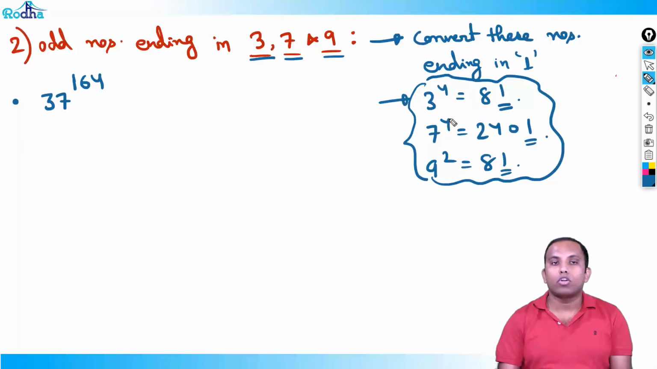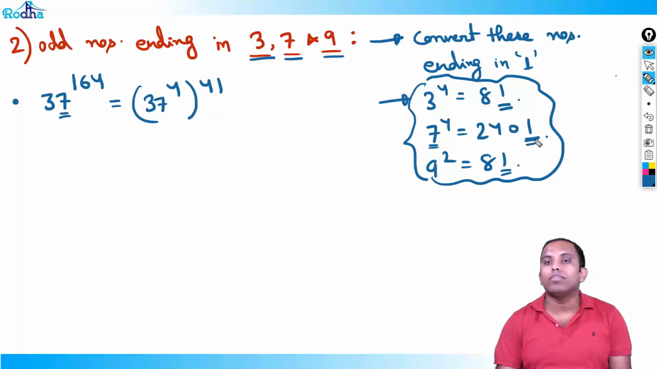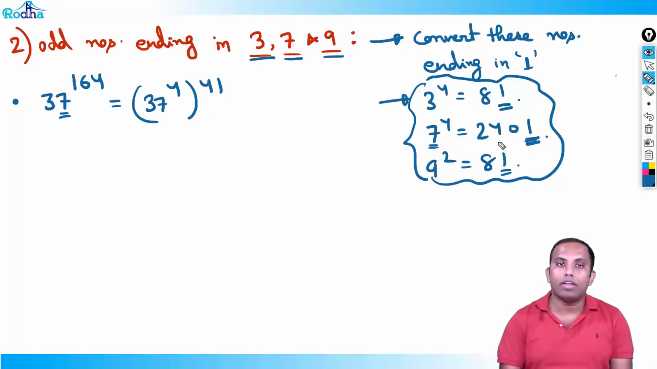Now, see how to do it. What I need to do here is, I have 37, it is ending in 7, and I know that 7 raised to 4 will end in 1, right? So my aim is to write 37 raised to 4 into 41, since 164 by 4 is 41. Why have I written it like this? Because 37 raised to 4, that means 7 raised to 4, will always end in 1.